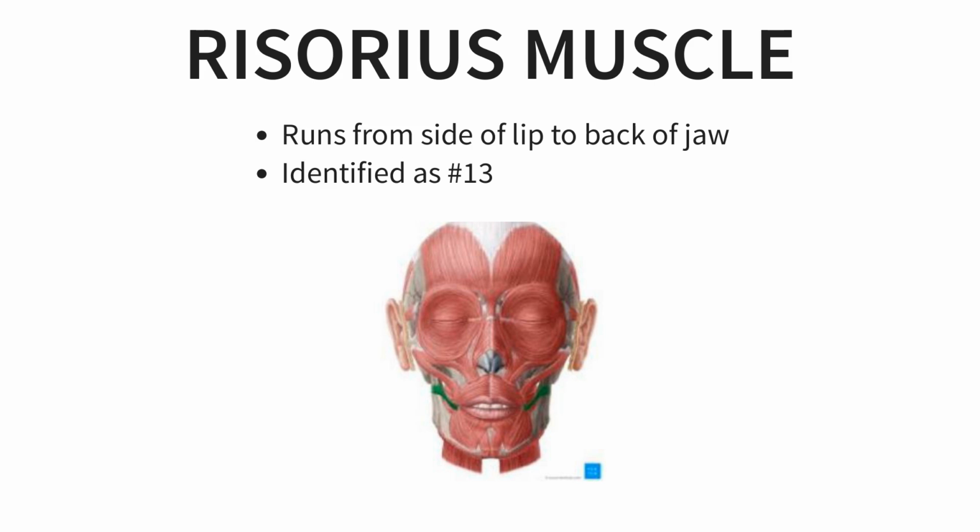The risorius muscle is a small muscle of facial expression. It is positioned horizontally and runs from the angle of the mouth to the back of the jaw. It is primarily responsible for stretching the lips.